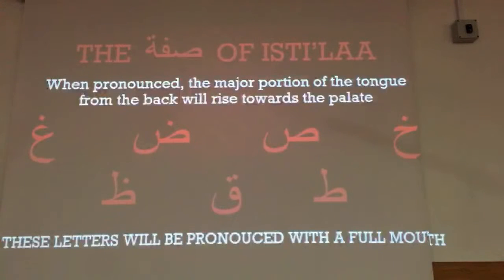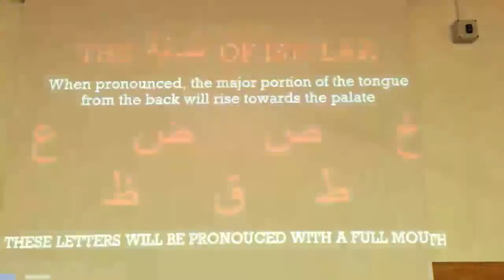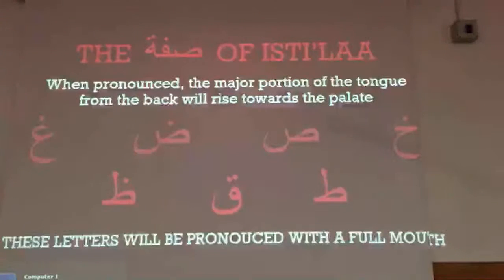So these were the 7 letters, and they are known as the letters of isti'la. They're known as the letters which have this quality, this sifat known as isti'la. And you can even call them the musta'liya letters. Okay, musta'liya letters. And in English we refer to them as the full mouth letters or the heavy letters.